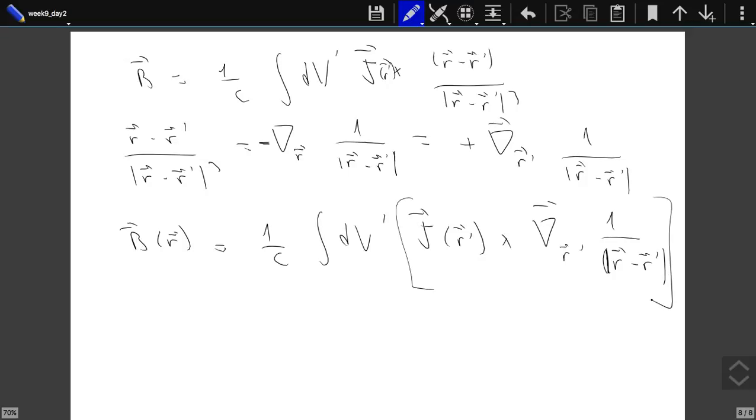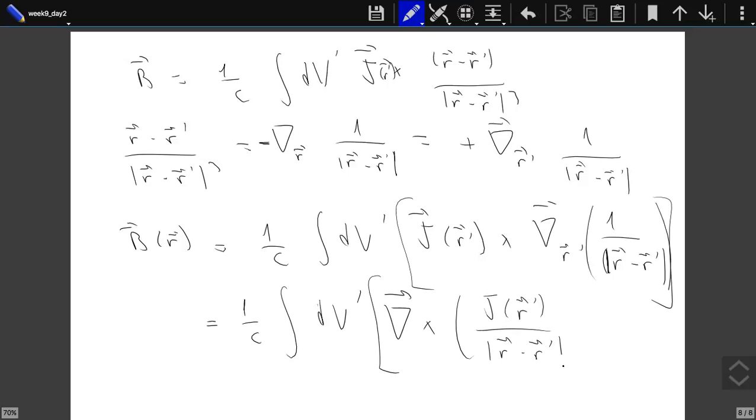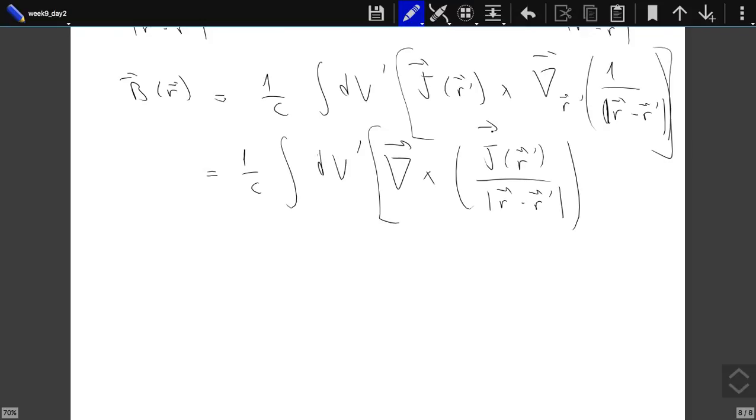Now I will do an integration by part. That is, I would like to do an integration by part. This will be equal to dV prime curl of J of R prime divided by R minus R prime. This is the curl with respect to R prime minus... Am I doing it right? So let us just do it in a different form. Now I couldn't remember the vector expression.